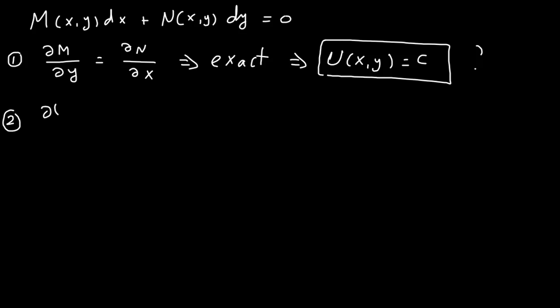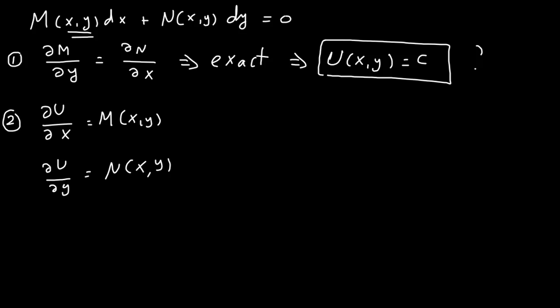We say that partial u by partial x equals the function M in the differential equation, and partial u by partial y equals the function N of x and y in the given differential equation. And from these two formulas we solve for the function u of x and y by integration, and then we take u of x and y to obtain the general solution of the first order differential equation.